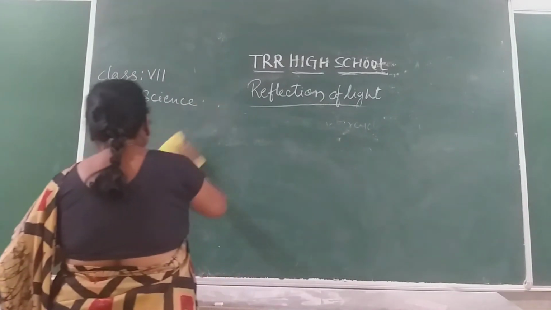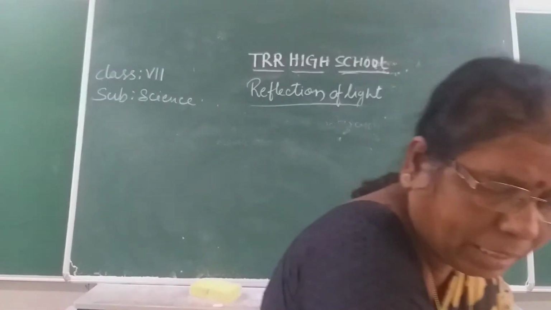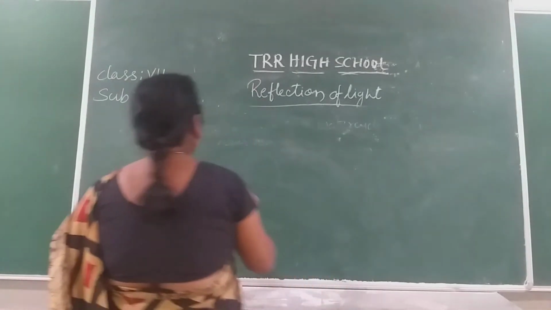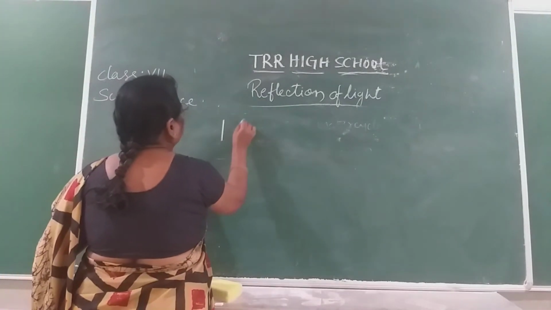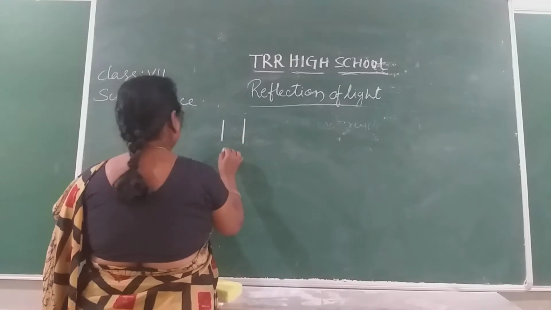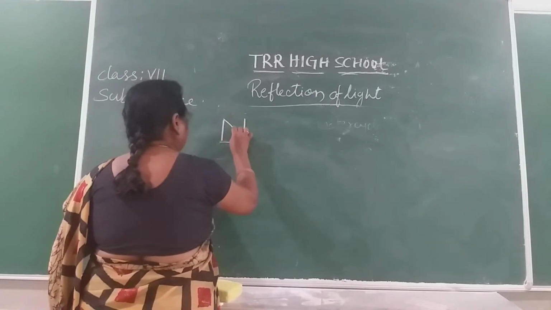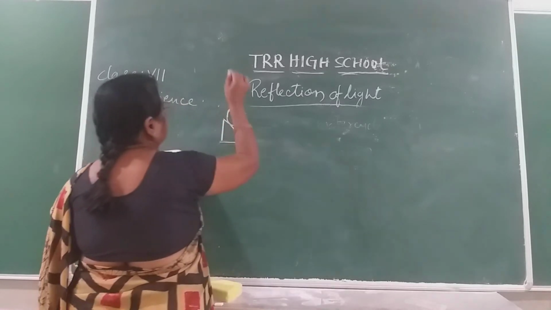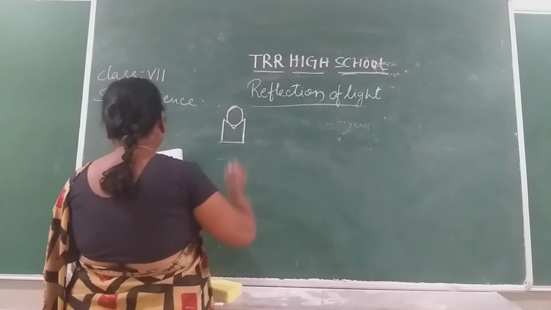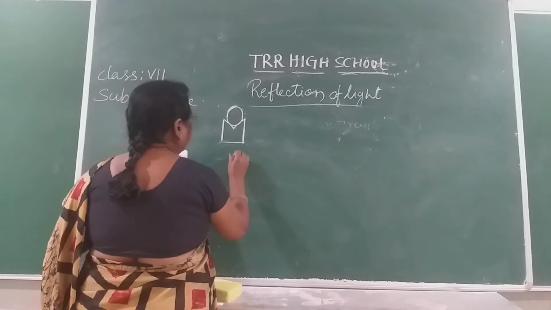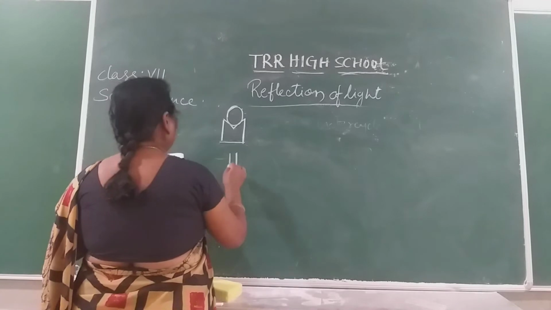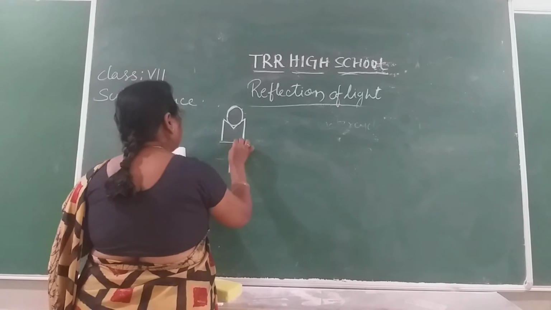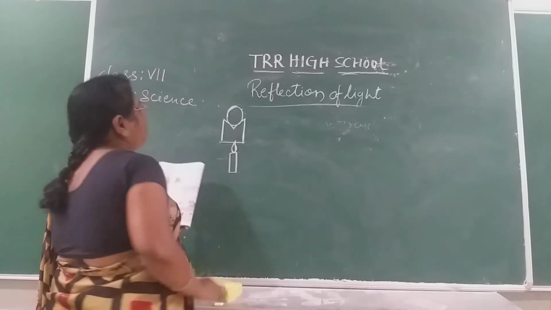Now take the spherical mirror. Here you are taking a V-shaped stand. In this you are keeping the spherical mirror. And here you are keeping a candle in front of the mirror. Okay, this is one.